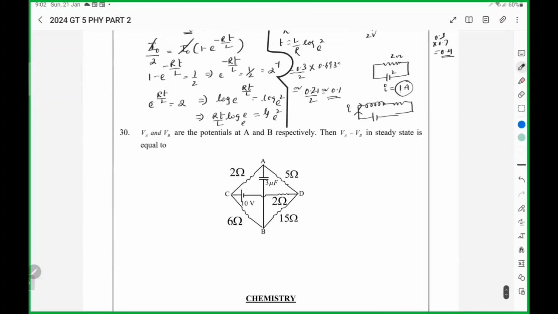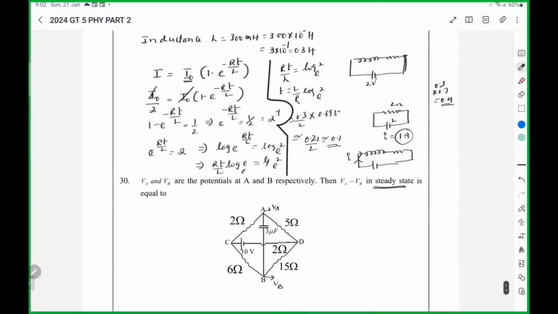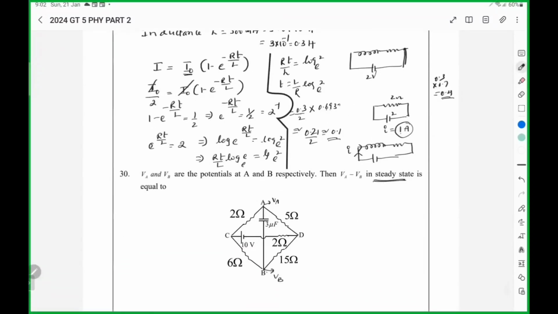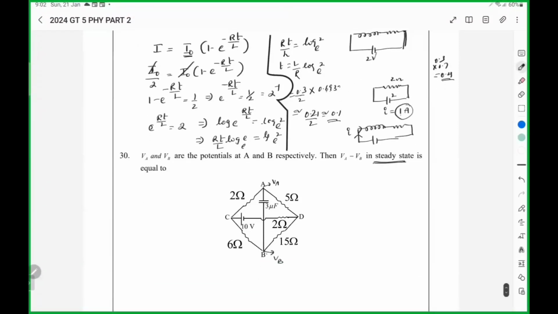Here VA is the potential at A, VB is the potential at B. In steady state, the difference between an inductor and a capacitor when they are connected in the circuit is that in the inductor, maximum current flows through it, while in a capacitor, in steady state, no current flows through the circuit. In steady state, no current flows through the capacitor.